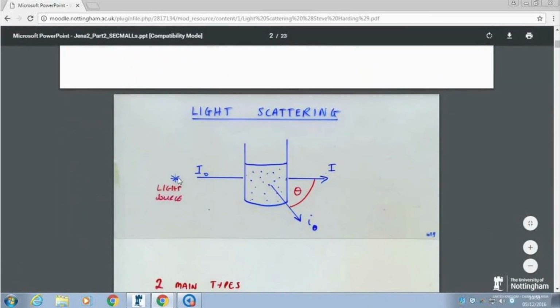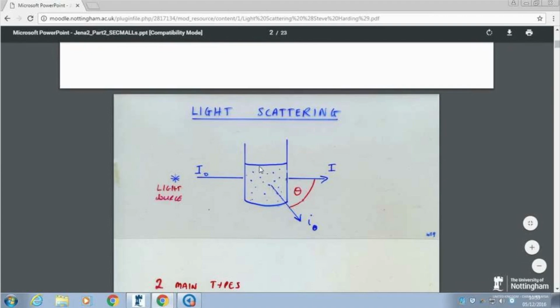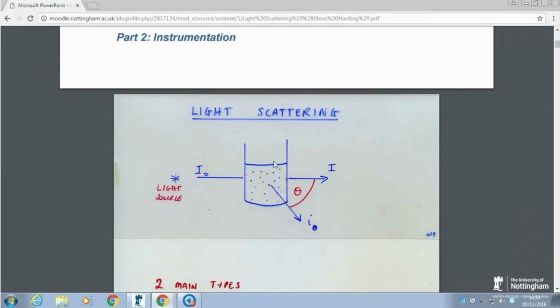You have a light source, this is usually a laser these days, which shines light through a solution of your macromolecules, your albumins, pectins, or your tomato bushy stunt viruses, your xanthans, whatever you like, antibodies, Martian rock lizard protein, no.